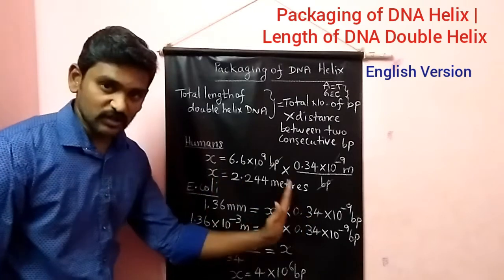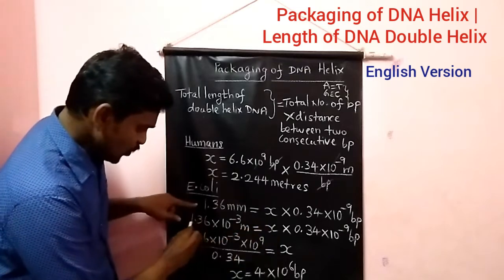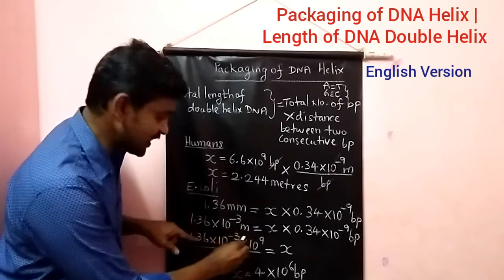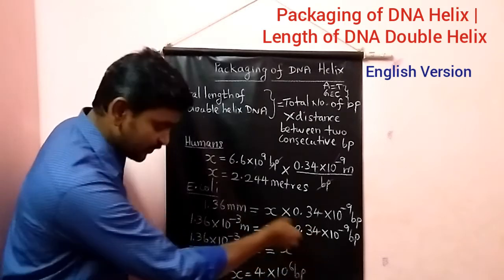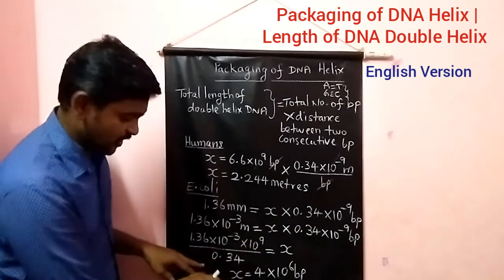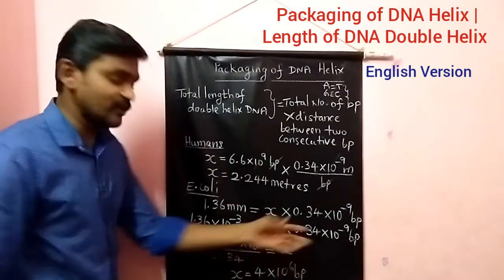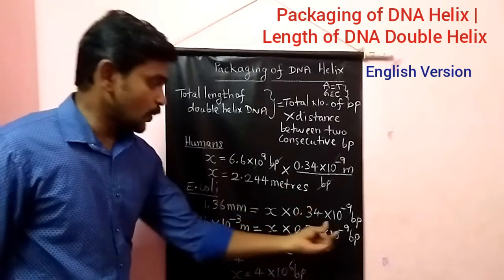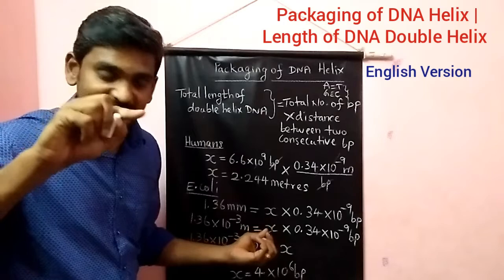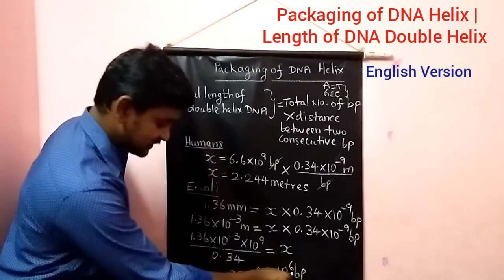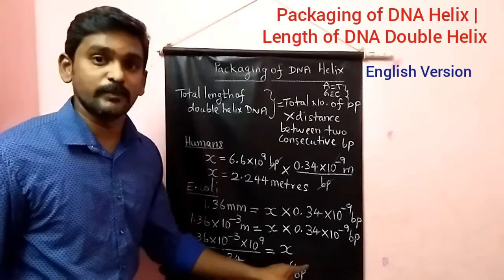Keep x on one side and bring all the other things to the other side. So you get 1.36 into 10 to the power of minus 3 meter, divided by 0.34, which will go here. It will be divisible here. This minus 9, when it comes to this side, will become plus 9. So plus 9 and minus 3 will be what? 9 minus 3 will be 6. So it will be 10 to the power of 6. So x equals 4 into 10 to the power of 6 base pairs.